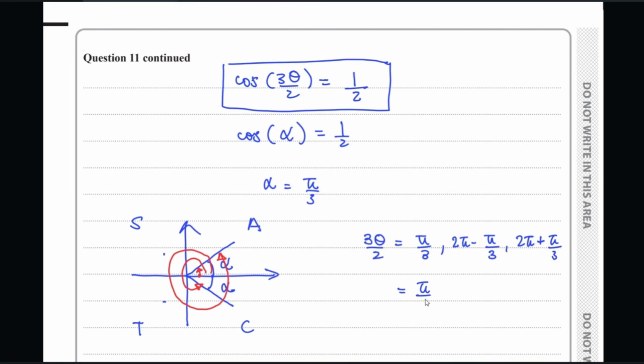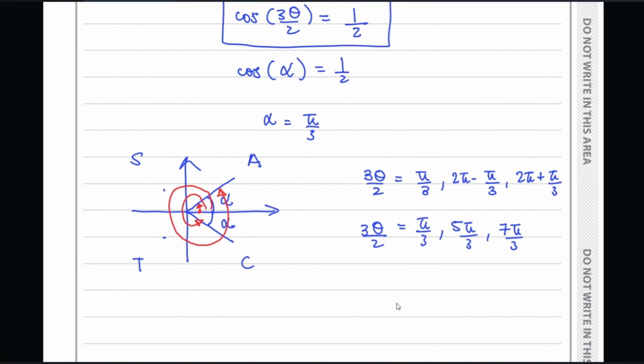So what are these? Pi over 3, the first answer. The second answer, what is 2 minus 1 over 3? That is 5 pi over 3. The third answer is 2 plus 1 over 3, which is 7 over 3, 7 pi over 3. And these are the solutions for 3 theta over 2. So the solutions for theta would be, we can multiply all of these solutions with 2 over 3.